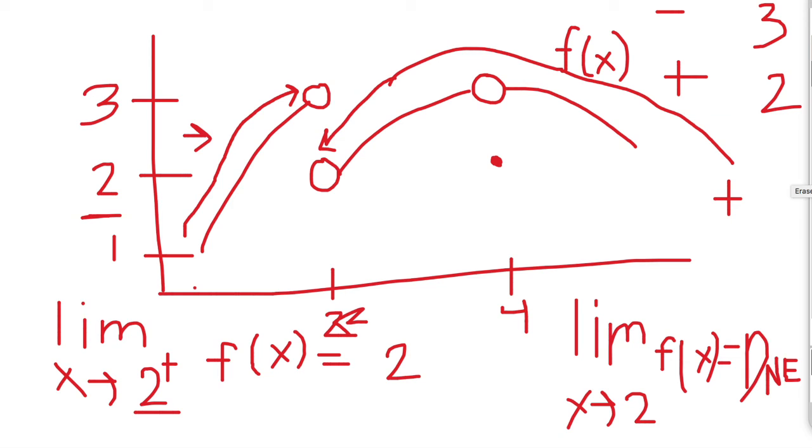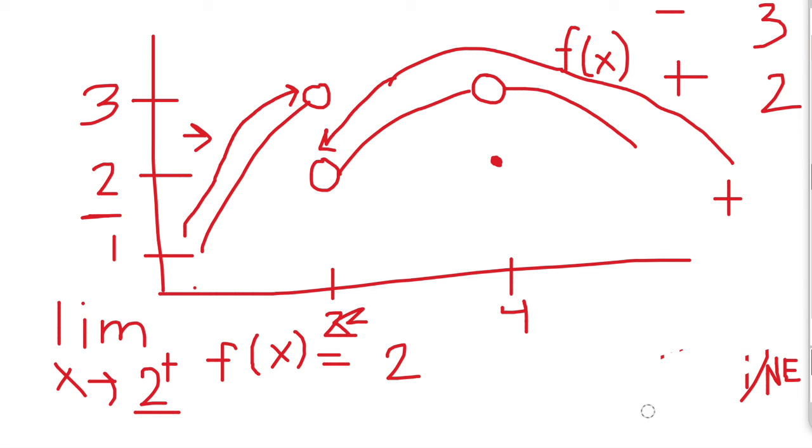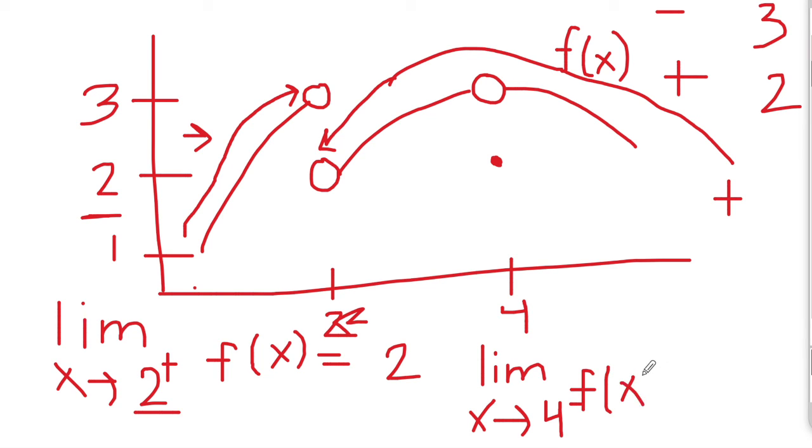Now, I'm going to ask you another question. It's the same type, except a little bit different from the first one. So now let's say it's not approaching 2 anymore. Let's say we are approaching 4. So we're going to do the limit as x is approaching 4 from the left side first for f of x, the function over there.